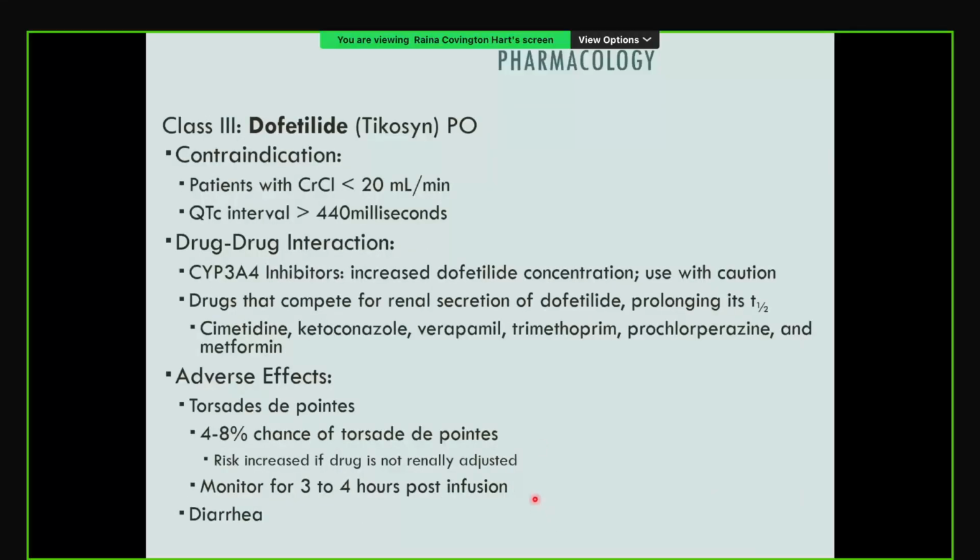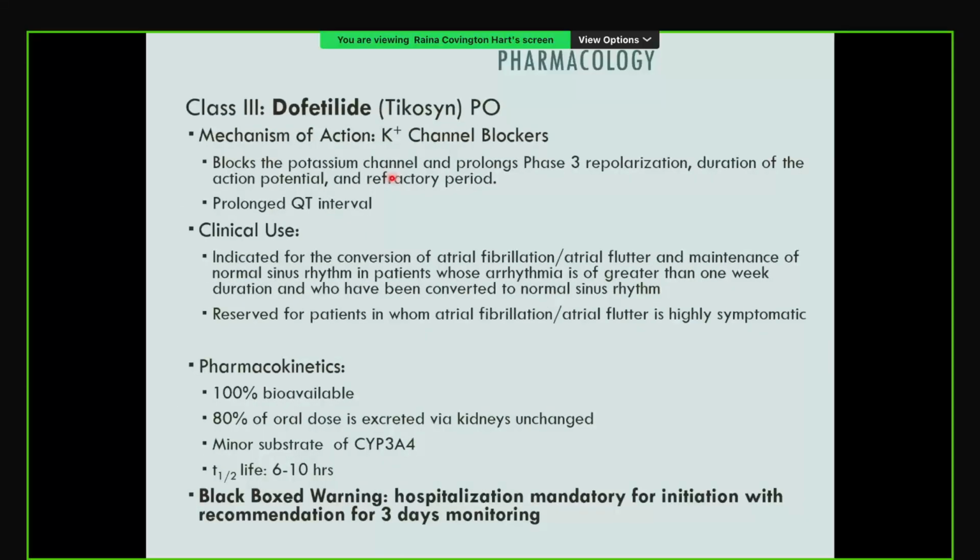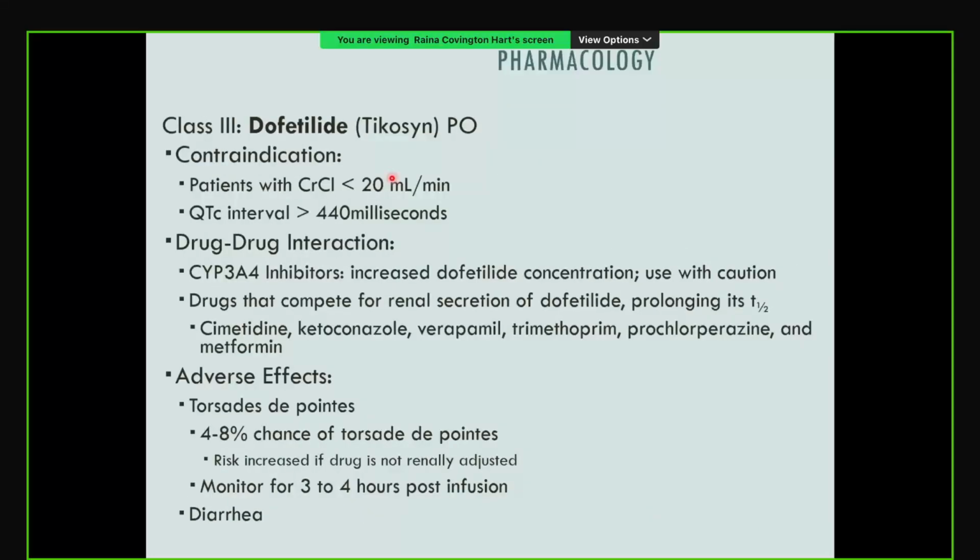Looking at your contraindications, we had less than 40 for our creatinine clearance. Now you're seeing less than 20 for your creatinine clearance, or you have that prolonged QTc over 440, okay? So again, if I gave them this, I can now be slowing things down too much. Or if they have poor renal clearance, that means the drug is building up and the chances of them having any of these adverse effects have increased, okay? So I want to avoid that if I can.